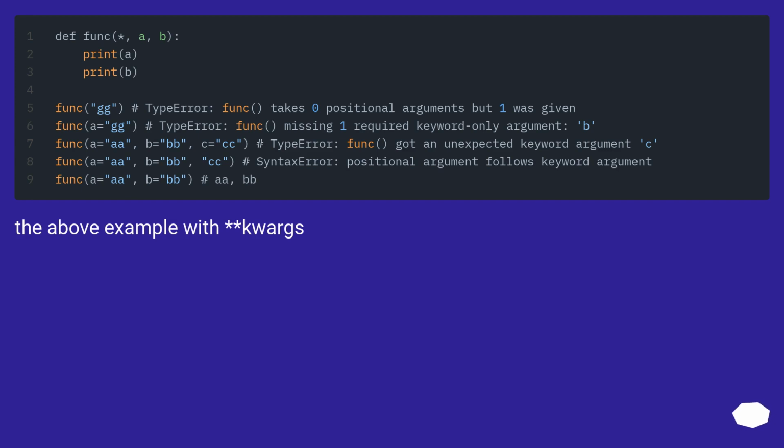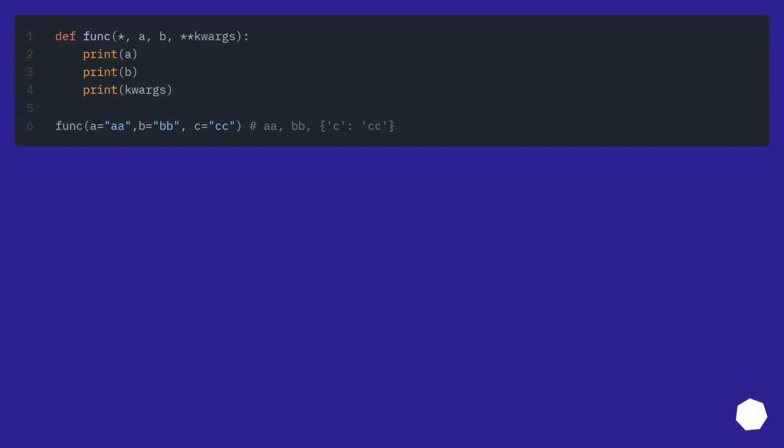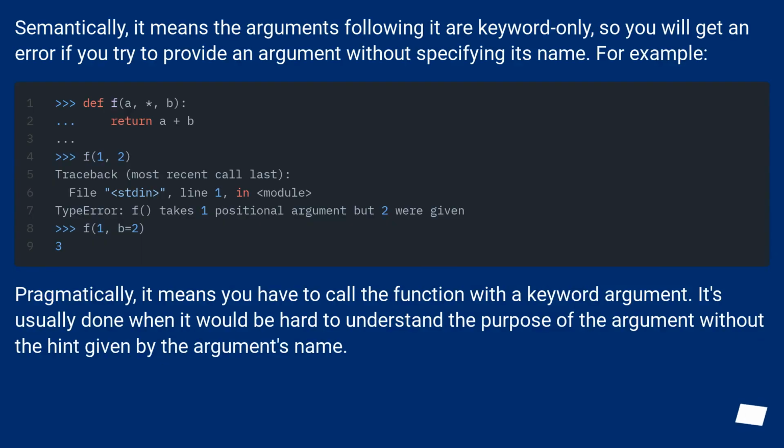The above example with corgs. Semantically, it means the arguments following it are keyword only, so you will get an error if you try to provide an argument without specifying its name. For example, pragmatically, it means you have to call the function with a keyword argument.